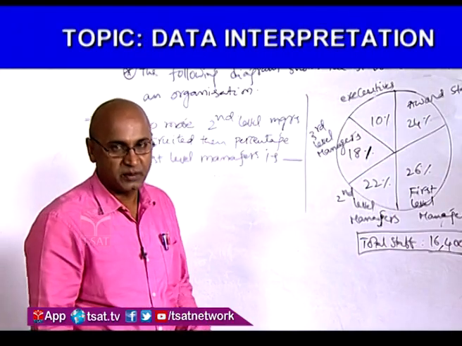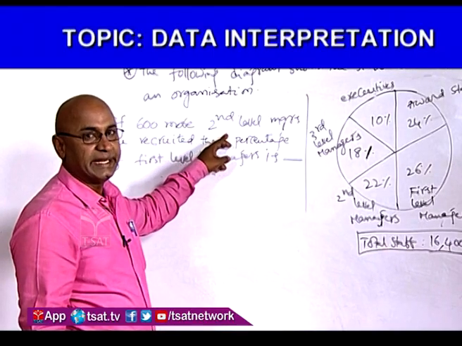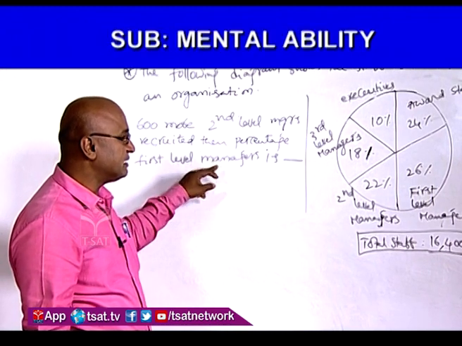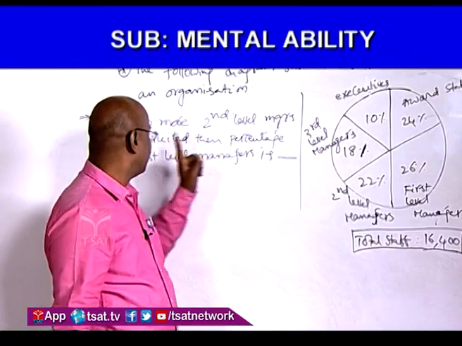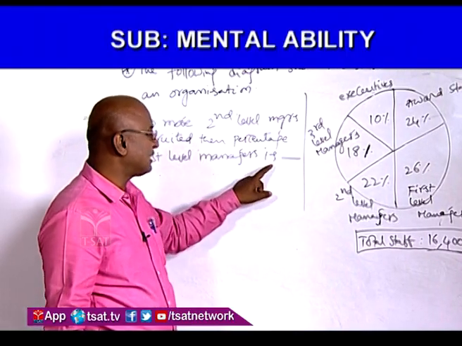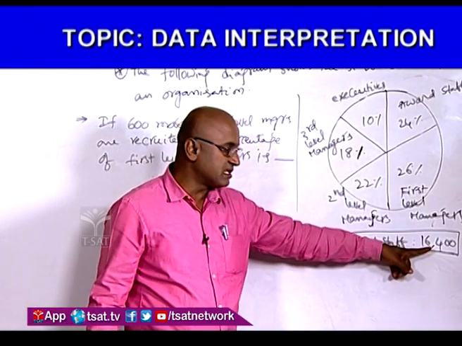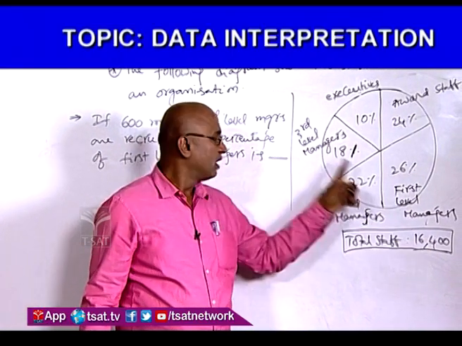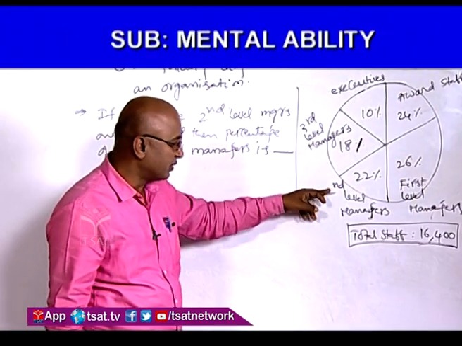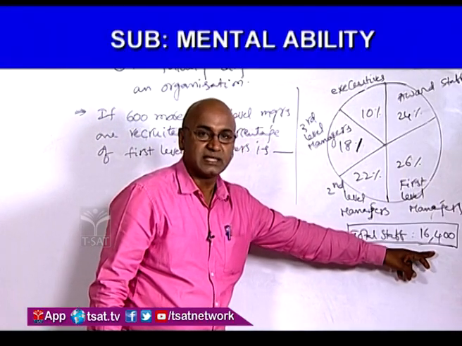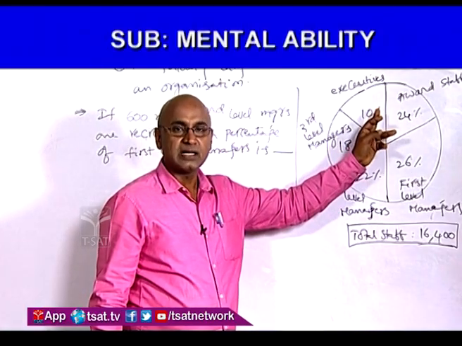The next problem is like this. If 600 more second level managers are recruited, then the percentage of the first level managers is what? There is a change in the problem. The total employees of the organization is 16,400. If some change is there in the problem, that is, 600 more second level managers are recruited, the total staff changes. That is why the percentage of all the sectors also changes.